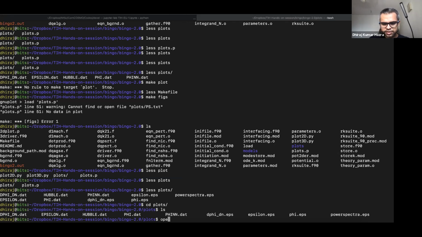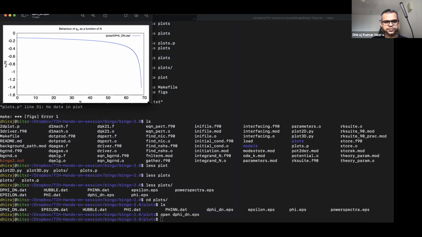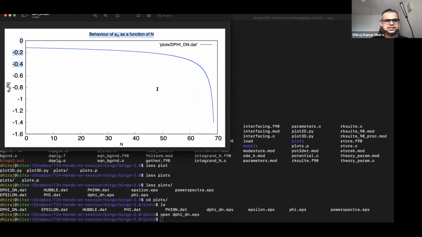Okay, now open dfidn.eps. Where does it open? Okay. As I said, this is dφ/dN, and φ is a function of N, the velocity of the field as a function of N.